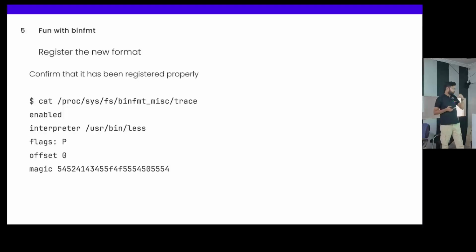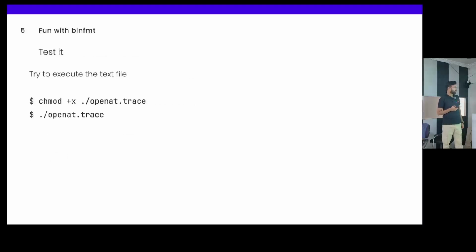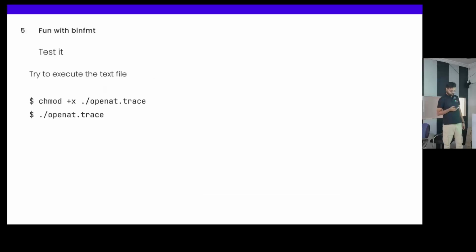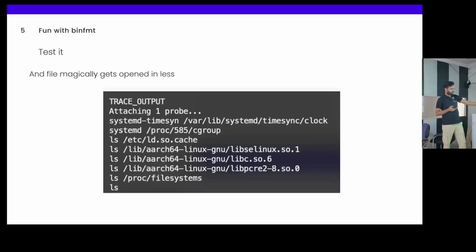And if we read that, we get to know what sort of stuff we have registered. Interpreter is this, it is enabled. This is the magic byte sequence starting from offset 0. Then we mark it executable, and then we execute it. And once we do this part, it magically opens in less.